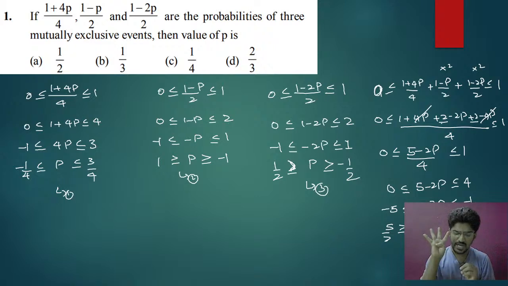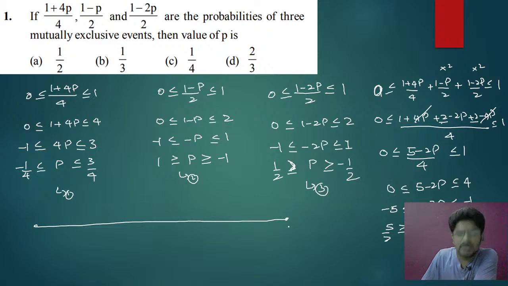So totally you are going to get 4 equations. Solve all those 4 equations, and now we have to interpret it geometrically. You see how I am going to take it geometrically. I will take a number line. You just see here.